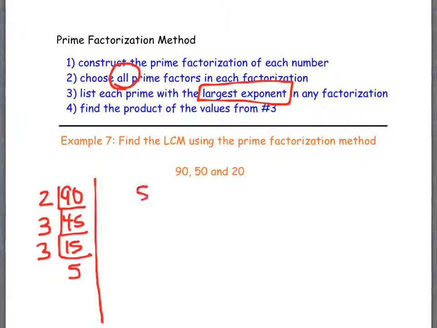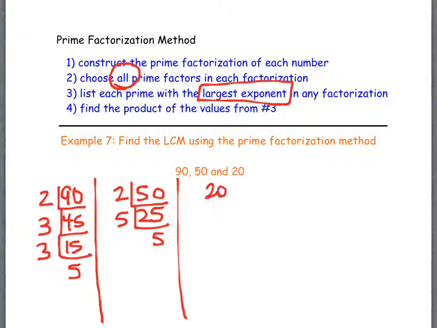Let's go on to the next one, 50. Smallest number that divides 50. 2. What do I get? 25. Smallest that divides 25. 5, and I get 5, and I'm done. The last one is a 20. Smallest number that divides 20. And if I divide that, I get 10. Smallest number here, 2. Division is 5.